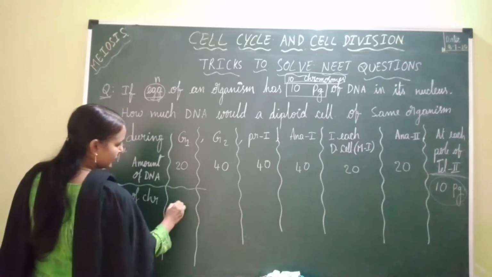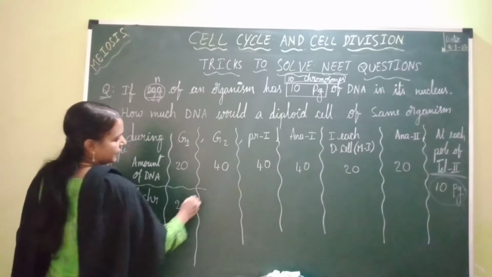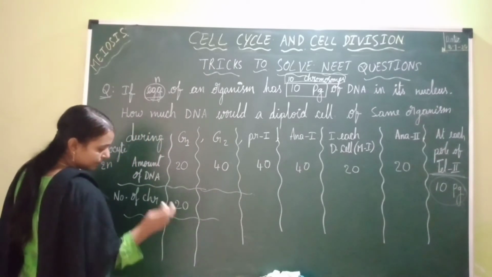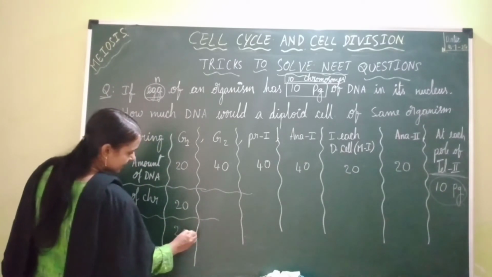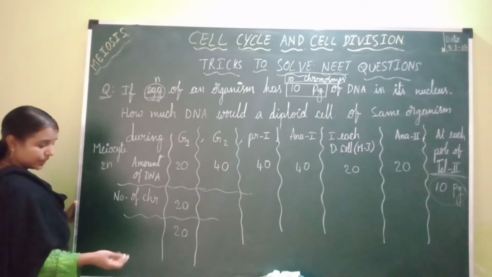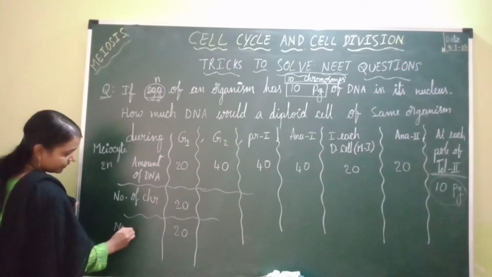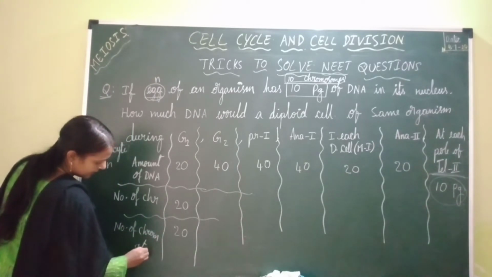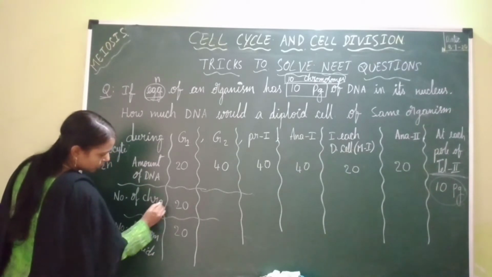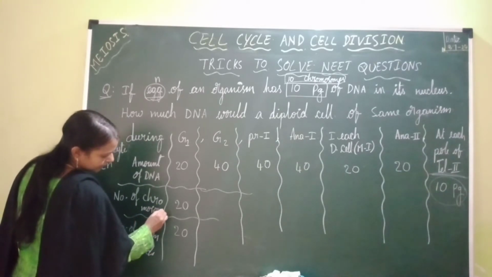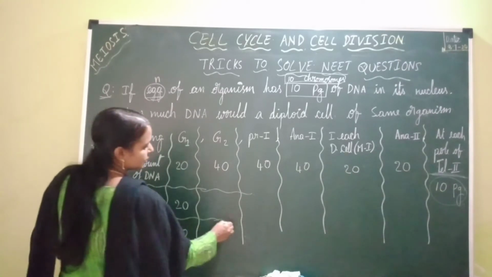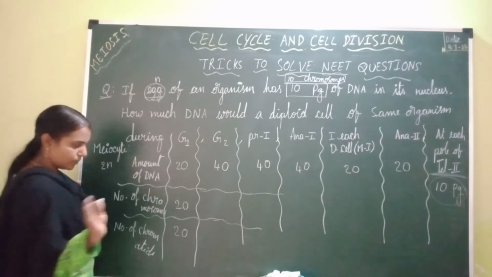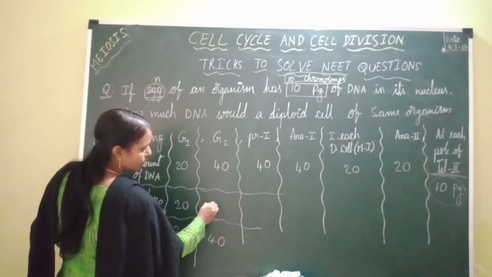So how many chromosomes will be there? 20 chromosomes. And each chromosome during G1 phase is represented by how many chromatin fibers? One chromatin fiber. So how many chromatids? 20 chromatids, because the number of chromatin fibers is equal to the number of chromatids. Now G2 phase. What happens during G2 phase? The amount of DNA gets doubled, the number of chromatids also gets doubled, but the number of chromosomes remains the same.